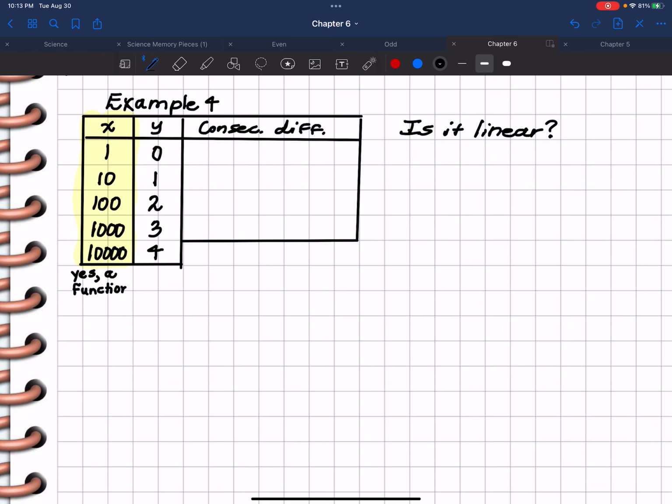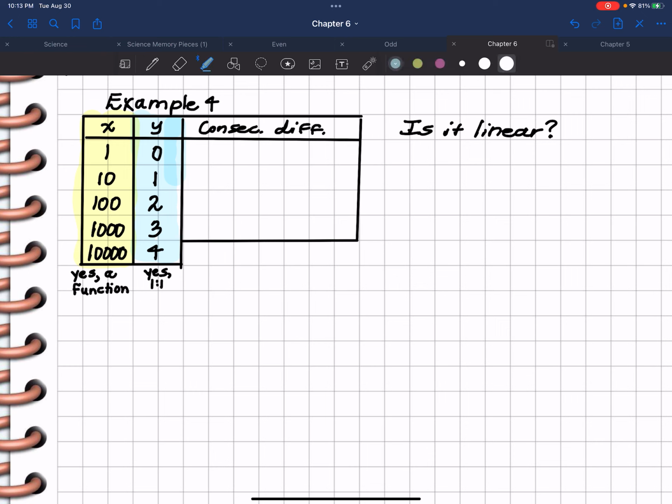Now let's see if it is 1 to 1. So to know that, I'll look at the y's, or the f of x. Yes, it is 1 to 1 because all of the y's are different.